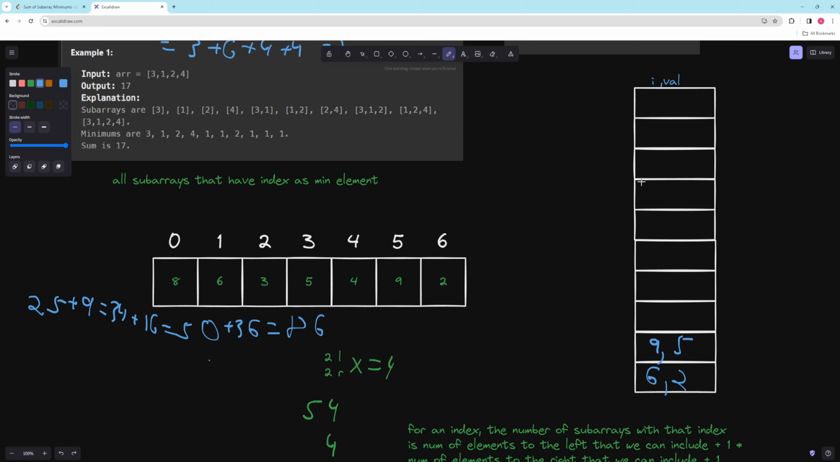Because it's an increasing stack, right? So if our numbers are like 1, 3, 5, 7, and so on, there's nothing smaller than 7 to the right of 7. There's nothing smaller than 5 to the right of 5. There's nothing smaller than 3 to the right of 3, and so on.